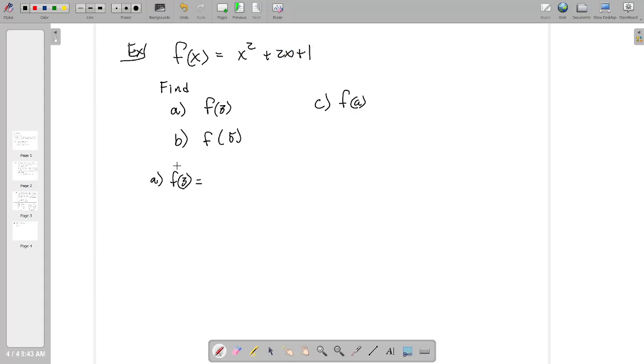So our domain element being 3, we would get the following. 3 squared plus 2 times 3 plus 1. And all we have to do is evaluate now. 3 squared is 9, 2 times 3 is 6, and plus 1. So we have 9 plus 6 plus 1 will give us 16.